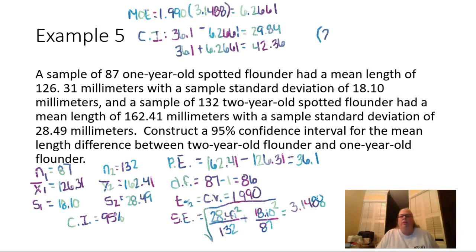So my confidence interval goes from 29.84 to 42.36. And that is our 95% confidence interval.